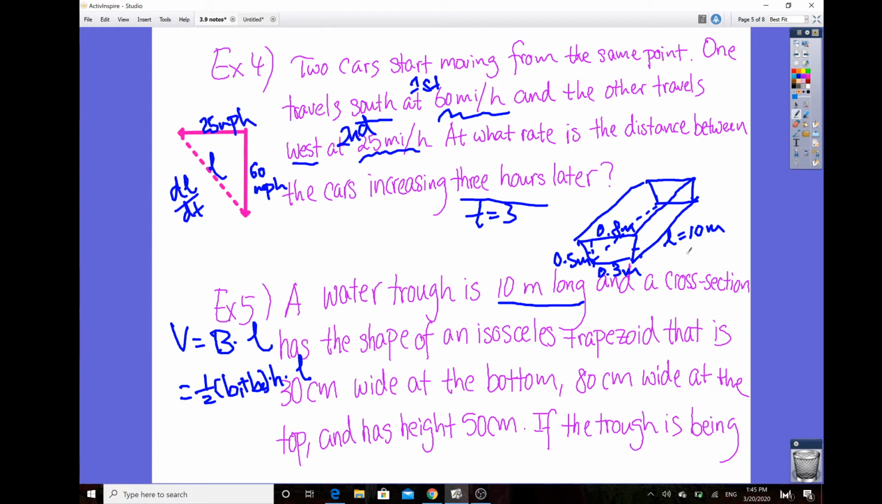Okay, so now we're going to use all this information to figure out exactly what to do on the new slide. Let me just trace all the information that I have, and then I'll transfer that to the next page. So we have volume equals 1/2 times B1 plus B2, times the height, times L. We know L is 10 meters long. B1, the upper base, is 0.8 meters. The lower base is 0.3 meters. And the height of the water trough is 0.5 meters. According to the next slide, let's see what else we now have.